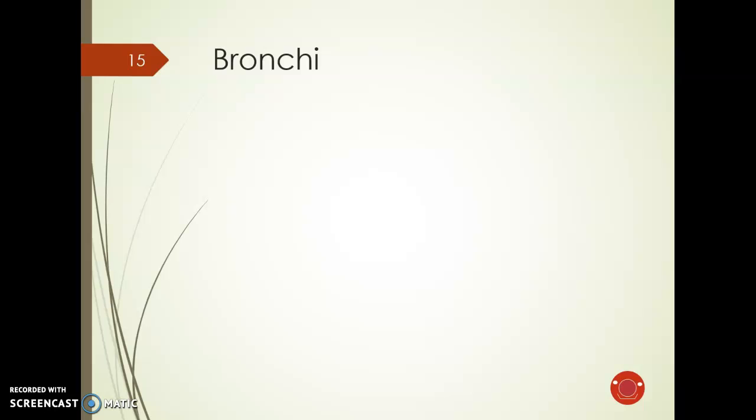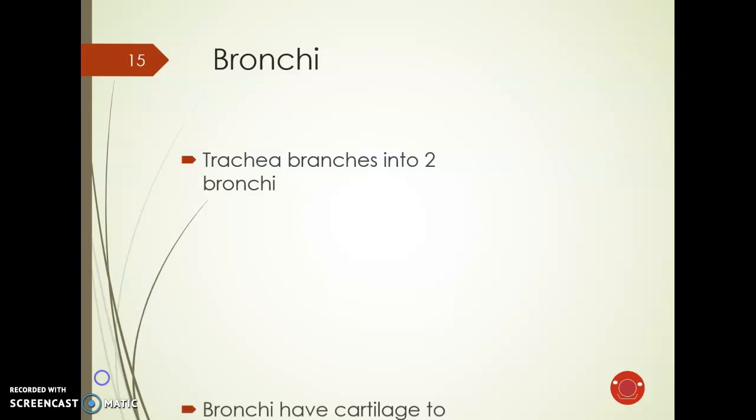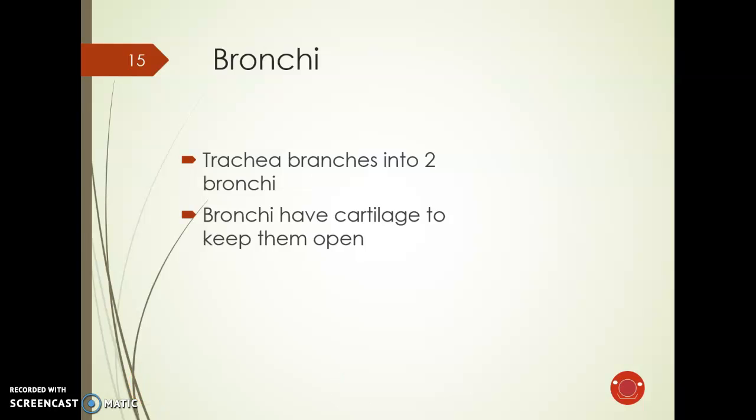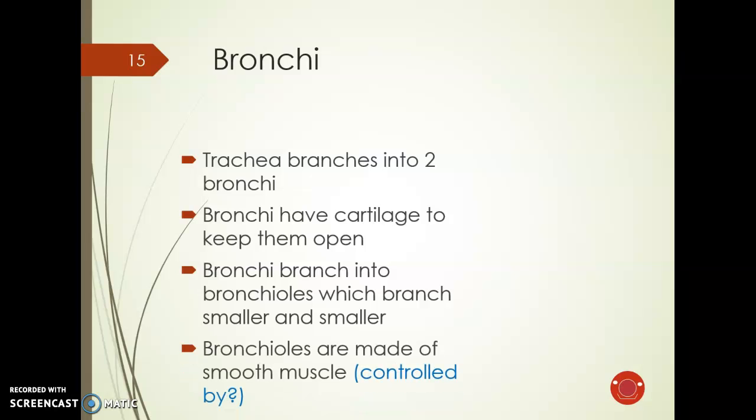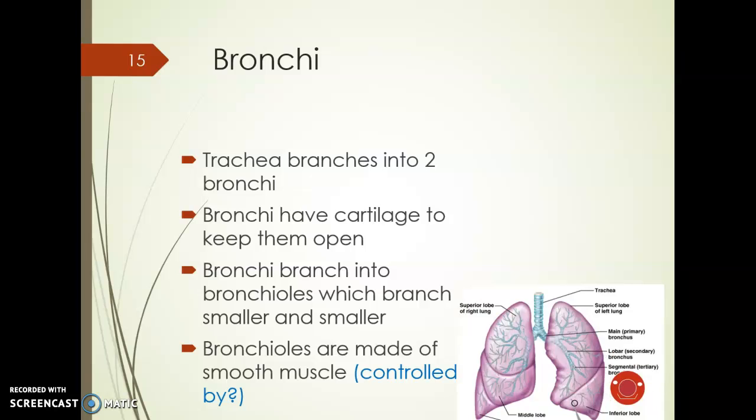So after air makes it through the trachea, it's going to go into the bronchi, and your trachea branches into two bronchi, and the bronchi also have cartilage to keep them open. And then your bronchi will branch more, and they're called bronchioles, which will branch smaller and smaller. And as I mentioned, the bronchi have cartilage to keep them open, whereas the bronchioles are made of smooth muscle. And the question is, what would be controlling the smooth muscle in your bronchioles?